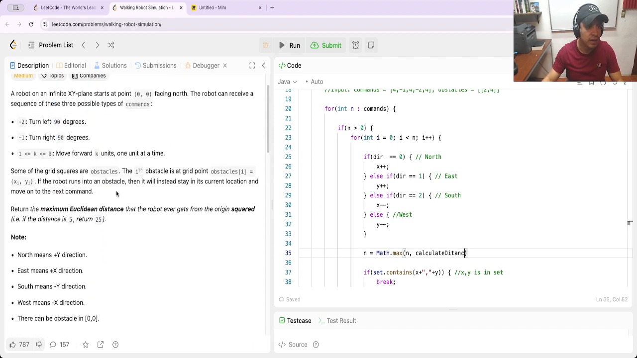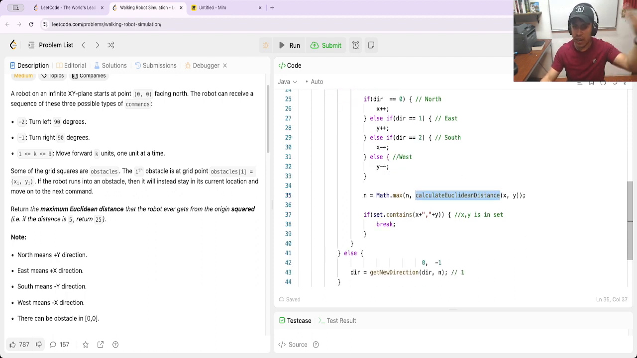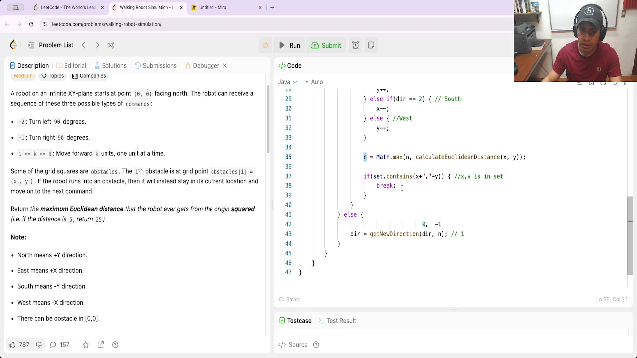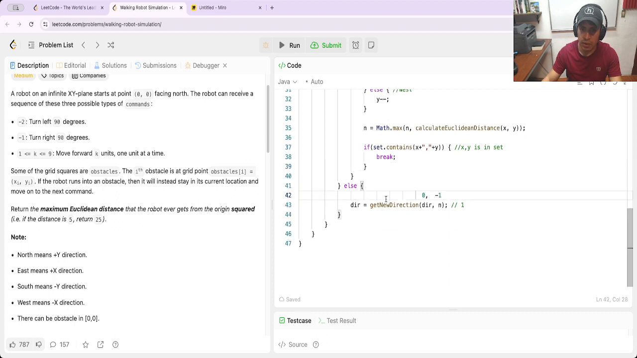No, what is the name? Equivalent distance. Here it receives the x and the new y, and okay, we need to create this function, but the idea is that all the time we update this number with the maximum number. And okay, now we should create these both functions.